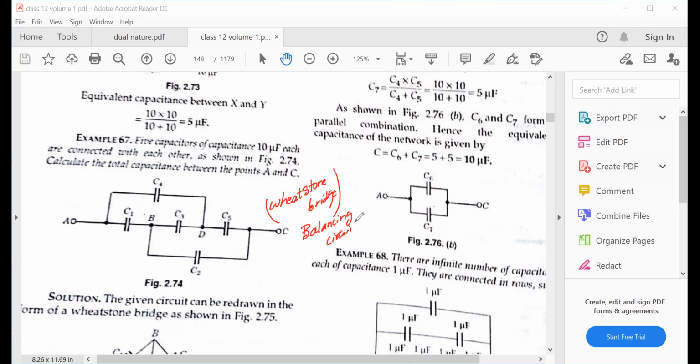Anyway, we'll discuss this circuit in detail in later classes. Let's just complete this one.